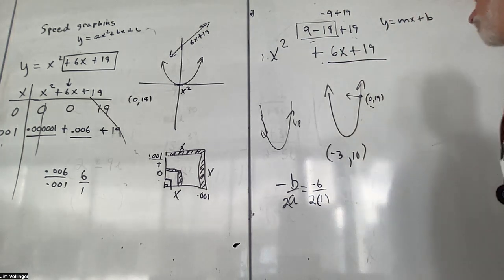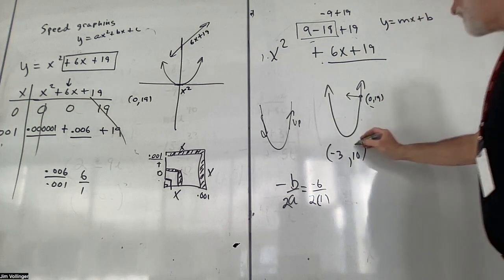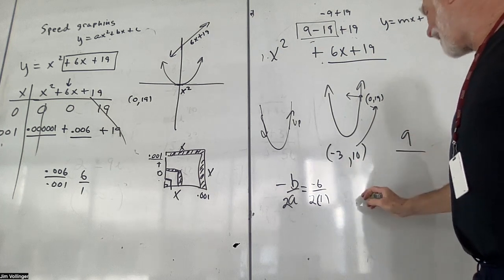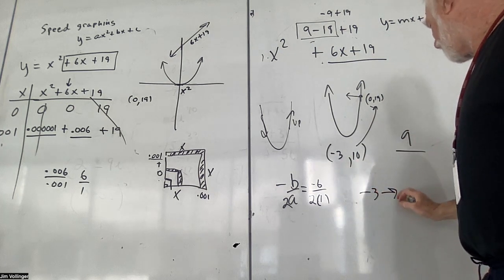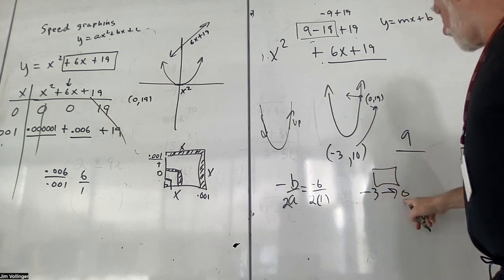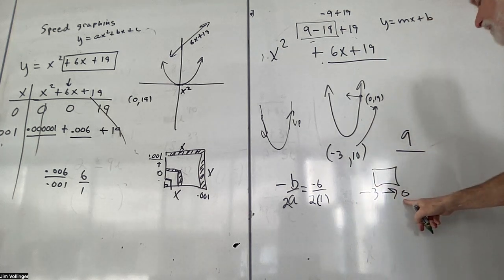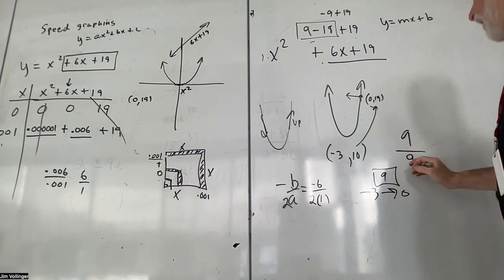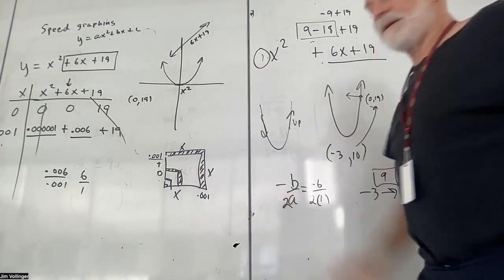All right, and if you really want to make sure you've got it, the change from the vertex to the y-intercept is 9. The quadratic change from -3 to 0 is a 3-unit side of the square. And if I square that, I get 9. And 9 divided by 9 is that coefficient.